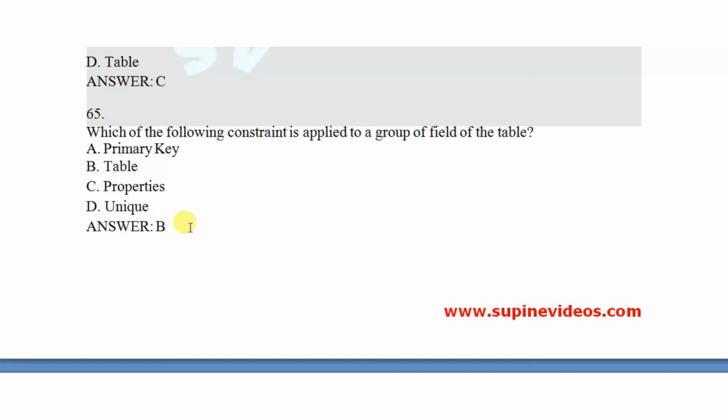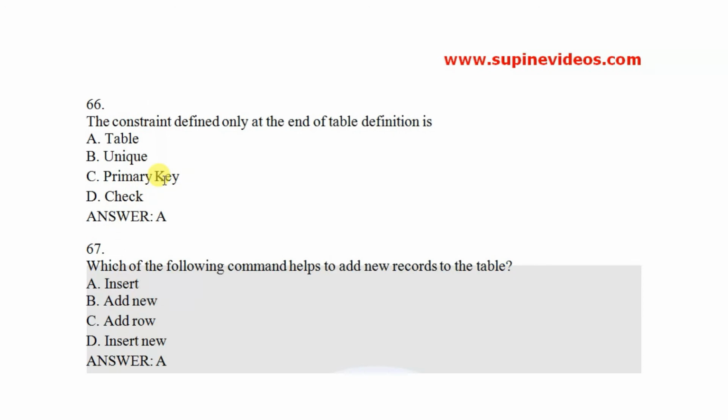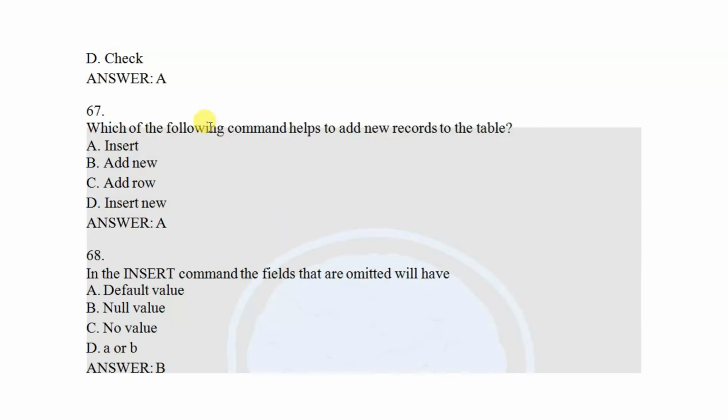Question number 65. Which of the following constraints is applied to a group of fields of the table? Your answer is option B, table. Question number 66. The constraint defined only at the end of the table definition is? Your answer is option A, table. Question number 67. Which of the following commands helps to add new records to the table? Your answer is option A, insert.